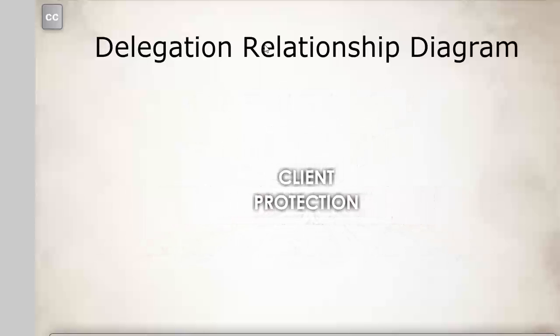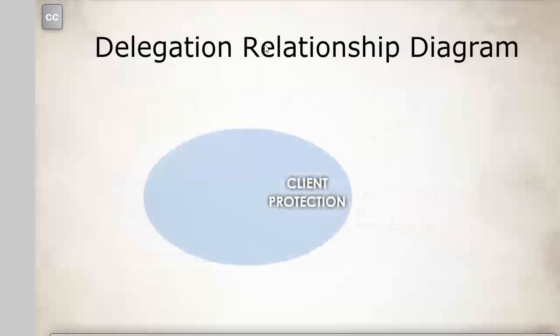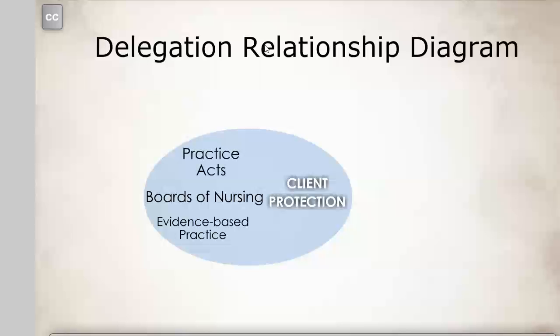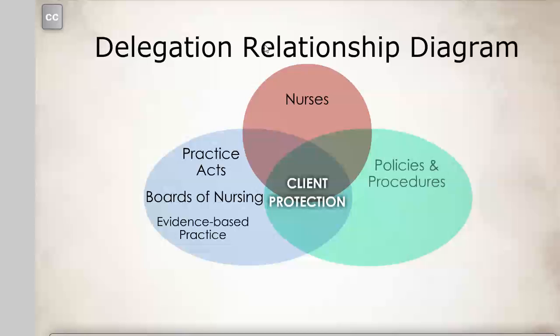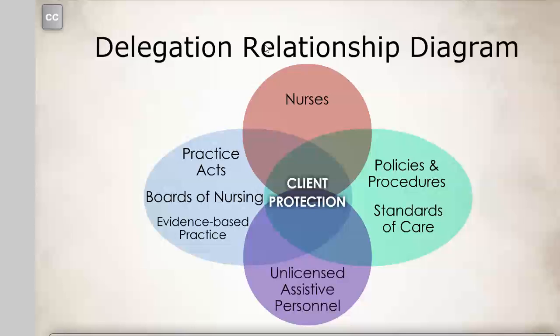Delegation includes all of the following elements: evidence-based practice, creating a scientific basis for nursing decisions. Boards of nursing, which write guidelines for delegation decisions. State practice acts that create regulations. Licensed nurses who are accountable for the nursing care provided. Policymaking and procedures related to delegating. Ensuring that standards of care are met when delegated tasks are performed. Utilizing UAP, who help nurses provide complete nursing care to the client.